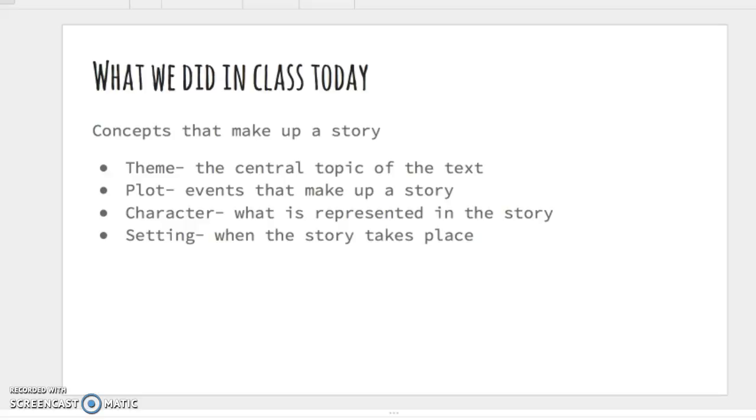Next, we covered plot, which is the events that make up a story. That could be like going to the fair, like what happens in the story. And then we covered character, which is what is represented in the story. It could be an animal, it could be a person, just a figure that's represented in the story. We also covered setting, and setting is where the story takes place.